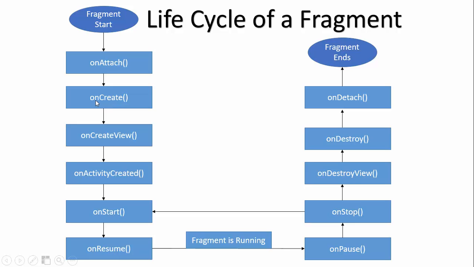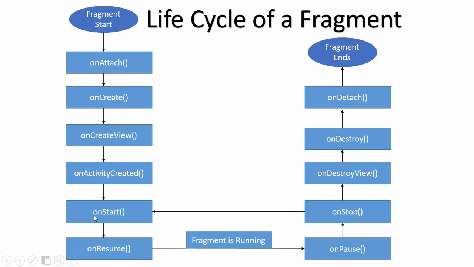In the case of the onCreate method of an activity, we link the view hierarchy of the activity to the activity object. But in this case, we don't link the view hierarchy of the fragment to the fragment object. Rather, we do so in the onCreateView method. And then the onActivityCreated method is called whenever the onCreate method of the activity is finished.